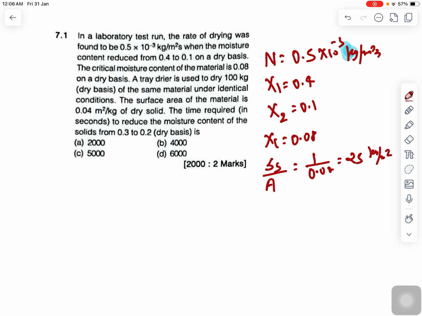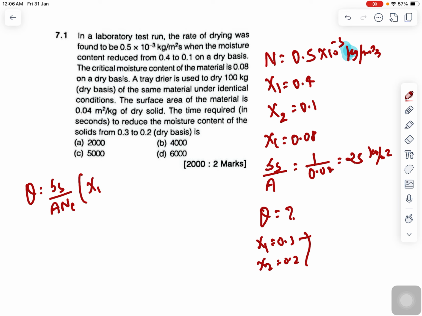Then the time required to reduce the moisture content. So here you are supposed to calculate theta when the moisture content is being reduced from X1 equals 0.3 to X2 equals 0.2. So in earlier cases, if I want to write theta, theta can be written as Ss divided by A N c into X1 minus X2. Let's say this one is equation first.